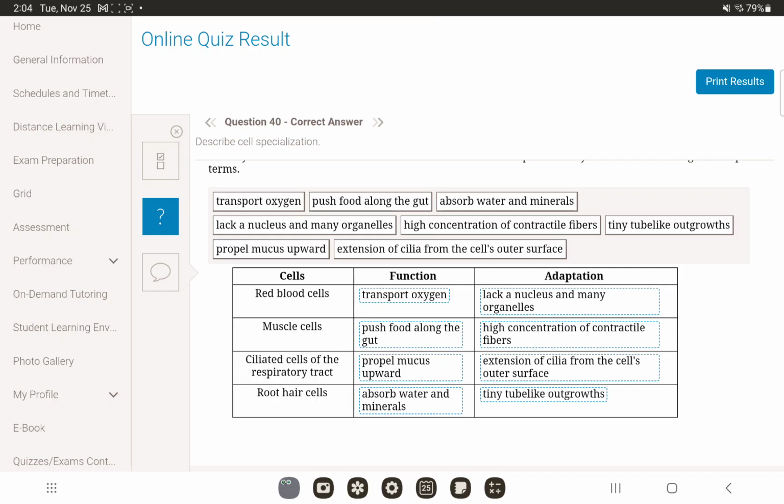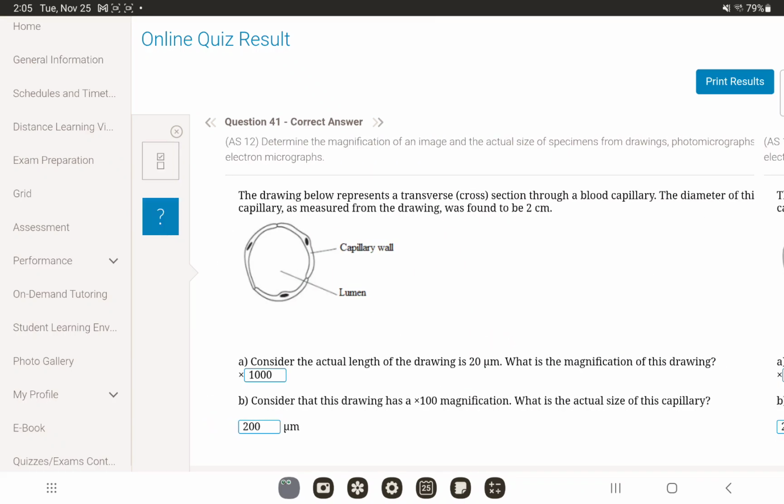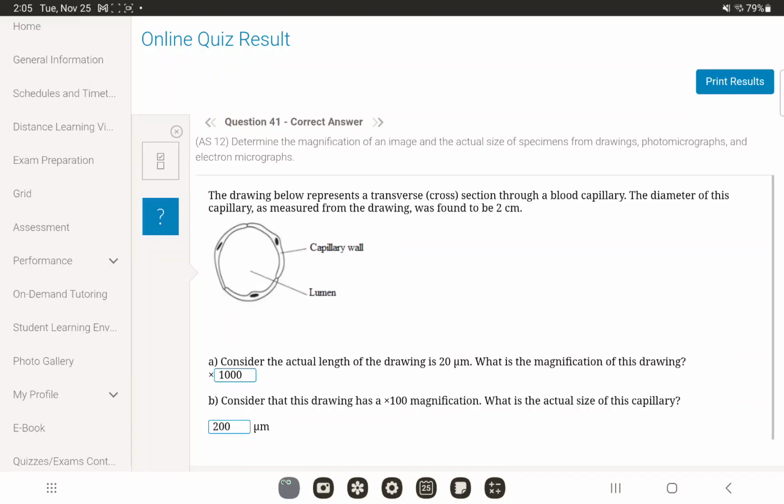Muscle cells push food along the gut using high contraction of contractile fibers. Ciliated cells of the respiratory tract propel mucus upwards because of the extension of cilia from the cell's outer surface. Root hair cells absorb water and minerals because they have tiny tube-like outgrowths which do so. Now here, the drawing below represents a transverse or cross section through a blood capillary.